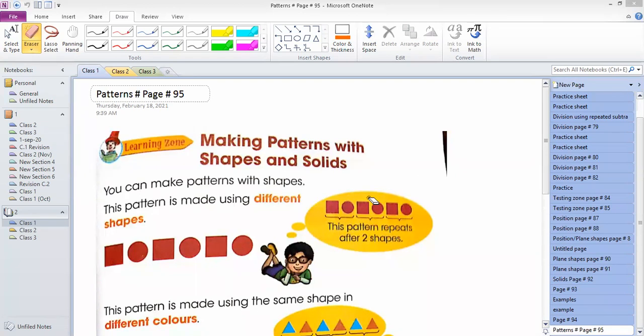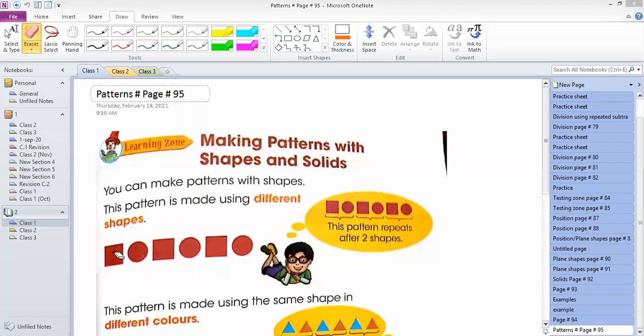Nowadays we are learning about making patterns with shapes and solids. In this topic we are learning how we can identify the pattern, and after identifying the pattern how we can complete the pattern. Okay, we have the pattern here in the shapes.